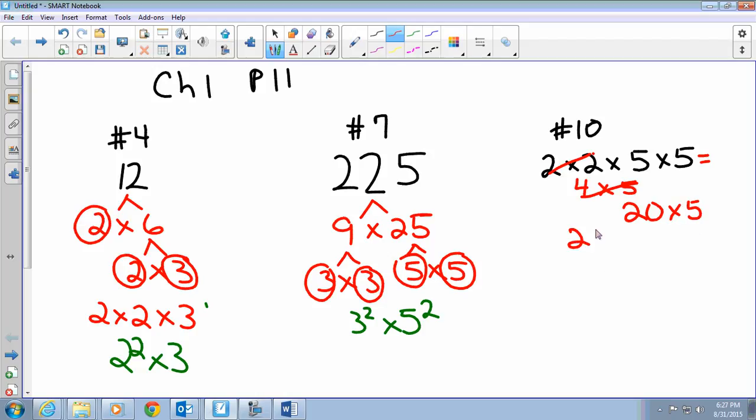And if you work out 20 times 5, bring down your 0. 2 times 5 is 10. 20 times 5 is 100. So if you have 2 times 2 times 5 times 5, you know the number they have broken down is 100. Just got to be able to fit that on the board.